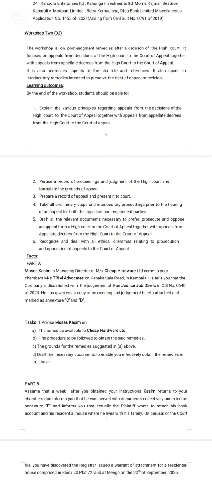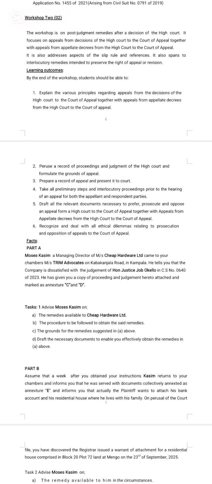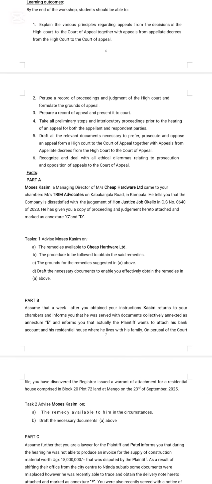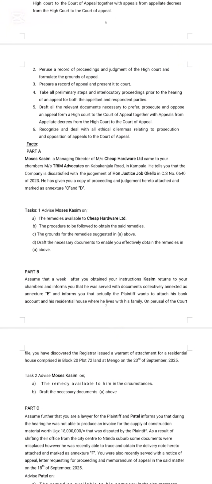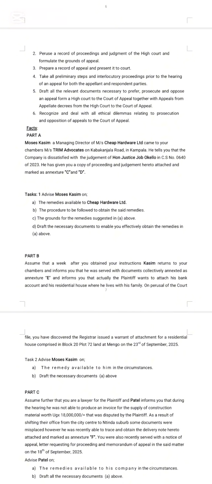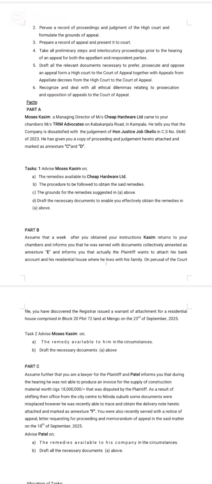By the end of this workshop, the students should be able to explain the various principles regarding appeals from the decision of the High Court to the Court of Appeal, together with appeals from appellate decrees from the High Court to the Court of Appeal; peruse the record of proceedings and judgment of the High Court and formulate the grounds of appeal; prepare a record of appeal and present it to court; take all preliminary steps and interlocutory proceedings prior to the hearing of an appeal for both the appellant and respondent parties; draft all relevant documents necessary to prefer, prosecute, and oppose an appeal from the High Court to the Court of Appeal, together with appeals from appellate decrees; and organize and deal with ESCO issues.